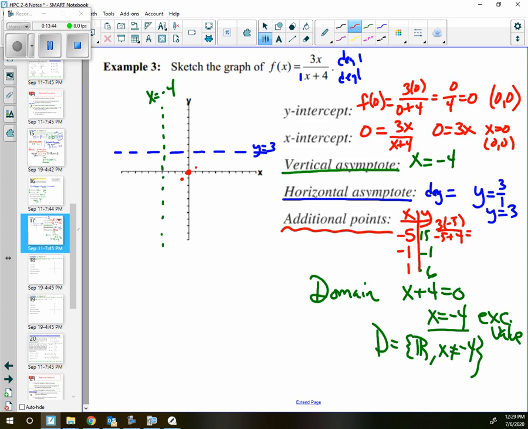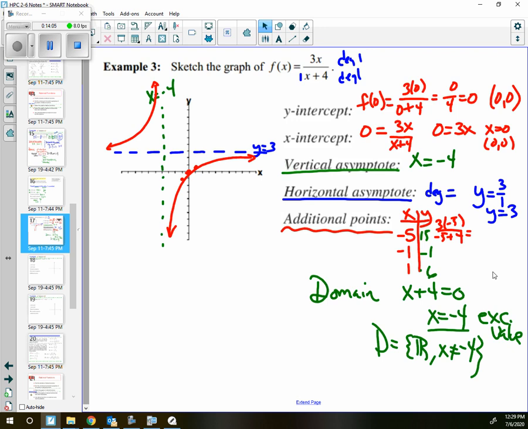1.6, so that'd be about there. And we can see what's happening in this neck of the woods here. And then on the other side, -5 was, oh my goodness, 15. So way up there, it's going to do something like this. Now, we can put as many more points as we need to get the general shape, but the additional points help us fill in those places in between.